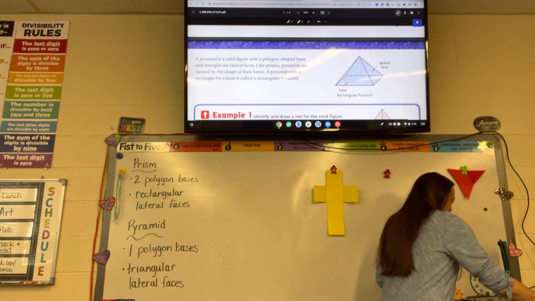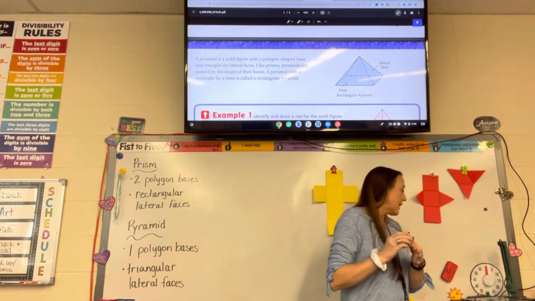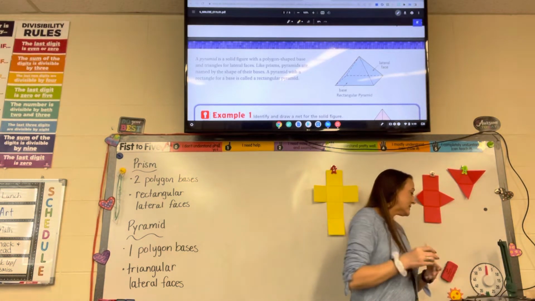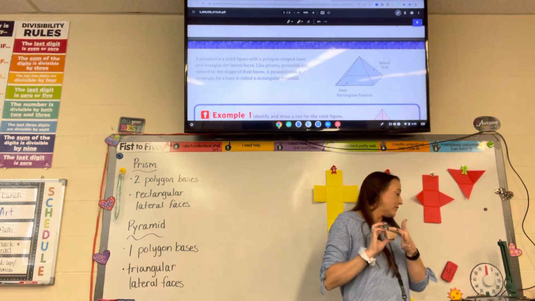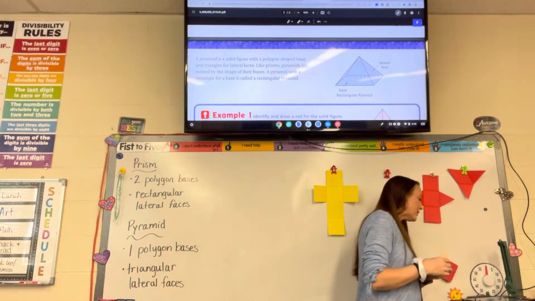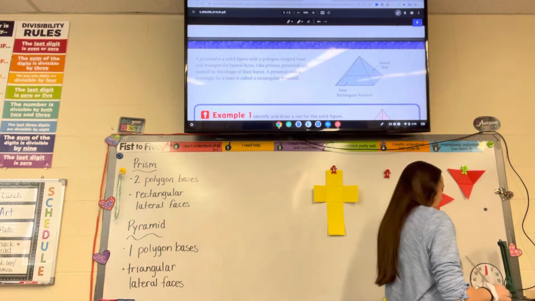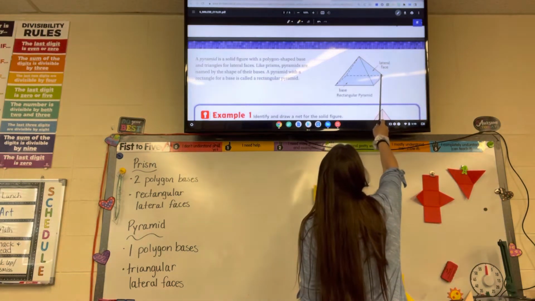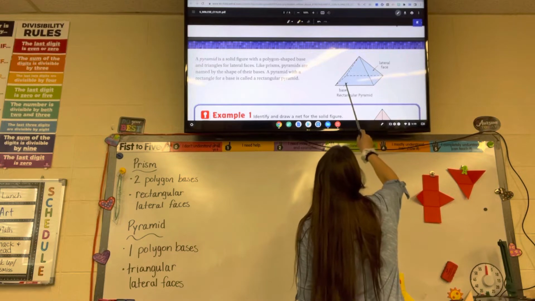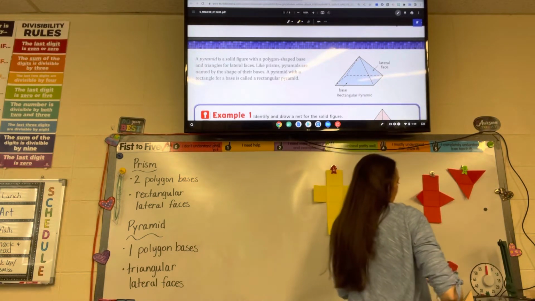A pyramid is a solid figure with a polygon-shaped base and triangles for lateral faces. Like prisms, pyramids are named for the shape of their base. A pyramid with a rectangle for a base is called a rectangular pyramid. And they've given us an example here. You can see that the base is a rectangle, and each of the faces coming up from the four sides of the base are triangles.